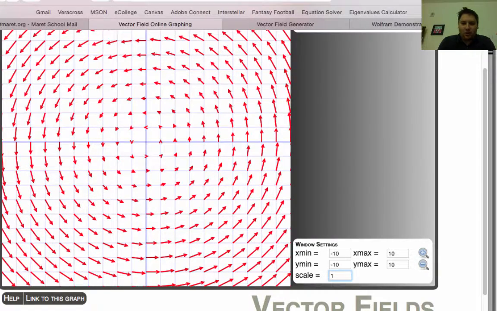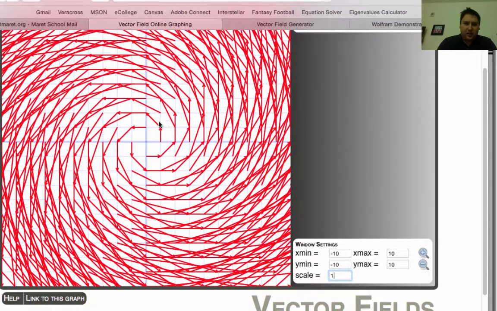If I make that a scale of 1, then you'll see exactly the picture that I just drew. I mean, in particular, this vector right here, right? This is the vector that I drew, starting at 1, 1 and going to the left 1 and up 1. And here's another vector that I drew. It was this guy right there.